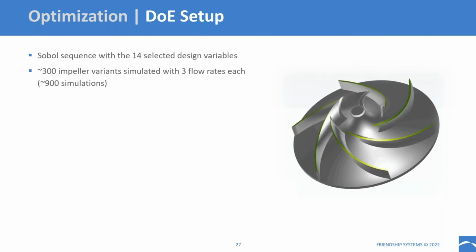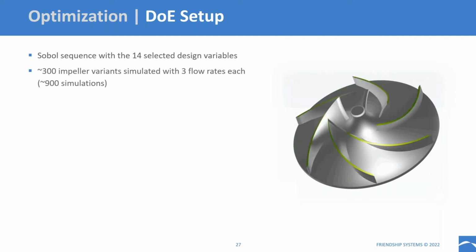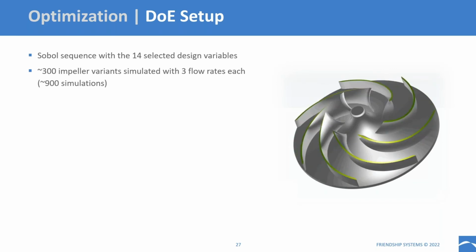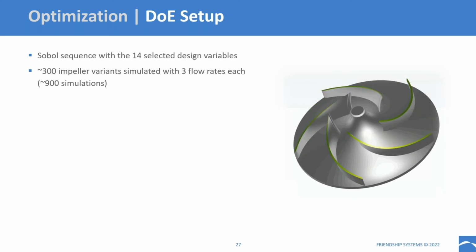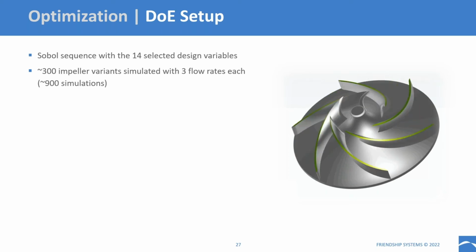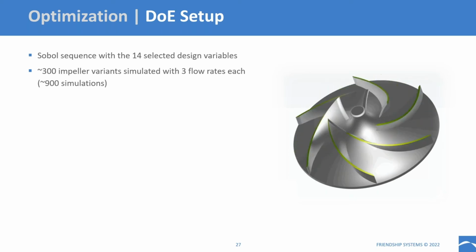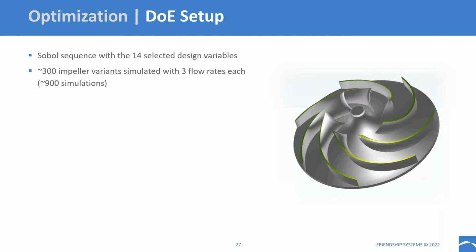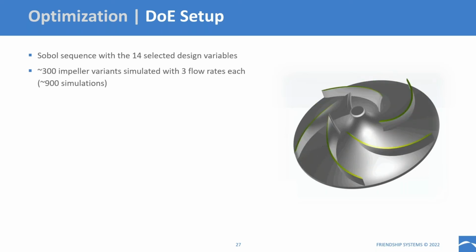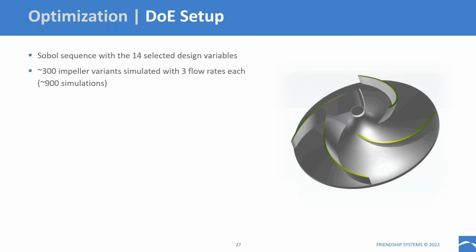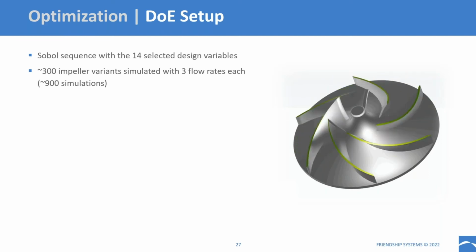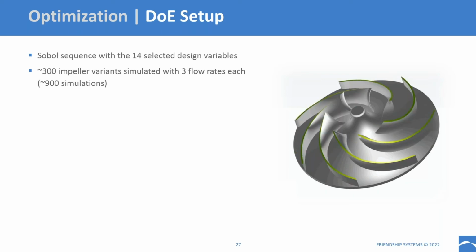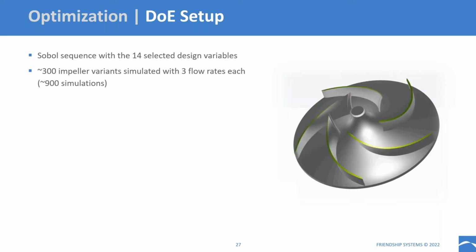And in total, we ran about 300 impeller variants, and each of these variants was simulated with 3 flow rates each. So we have a total of about 900 simulations, which is maybe a bit overkill for the number of parameters that we have here. We could have also done it with less, but we wanted to have a good substantial number.